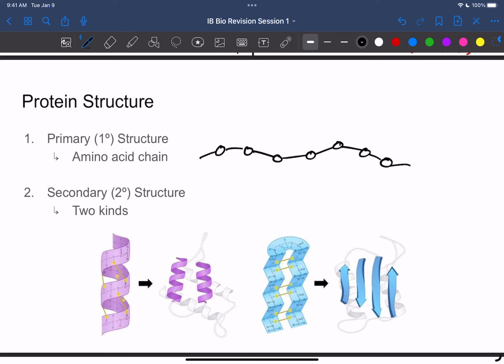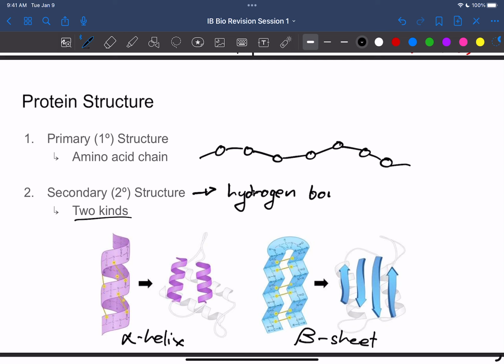Secondary structure, or 2 degree symbol, there's two different kinds. The first one is called an alpha helix, and the second type is called a beta sheet, or a beta pleated sheet. You could see either beta sheet or beta pleated sheet. They refer to the same thing. And these are dependent on hydrogen bonding patterns.